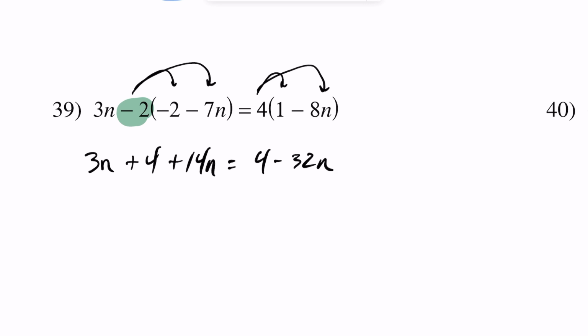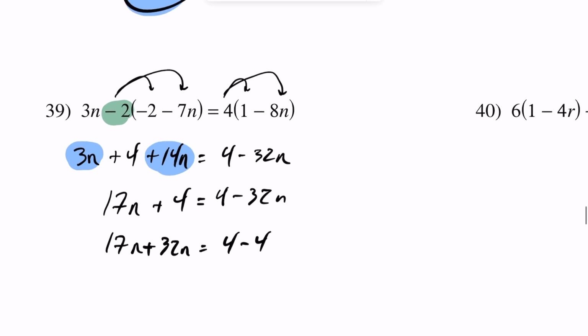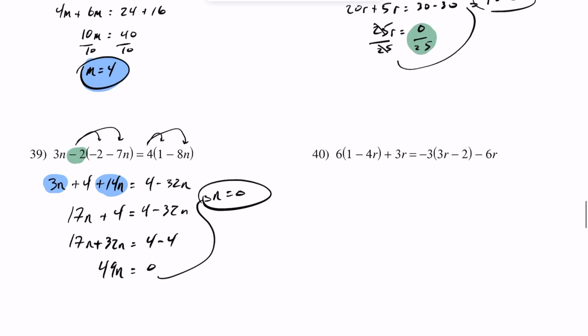And again, collect up like terms here. So you can see here I've got the 3 and the positive 14. So 3 plus 14 is going to give me 17n plus 4 is 4 minus 32n. And I get 17n plus 32n is 4 minus 4. In which case here I get 49n is again 0. And I get n is 0 for this question.